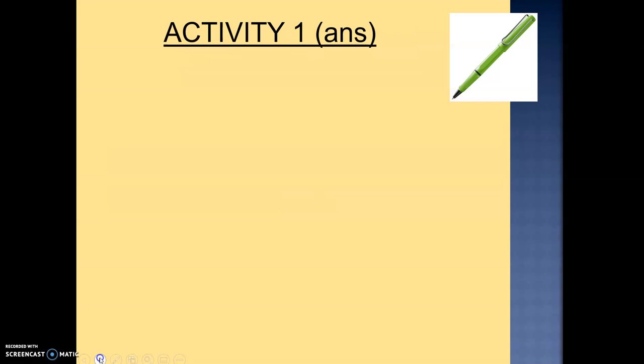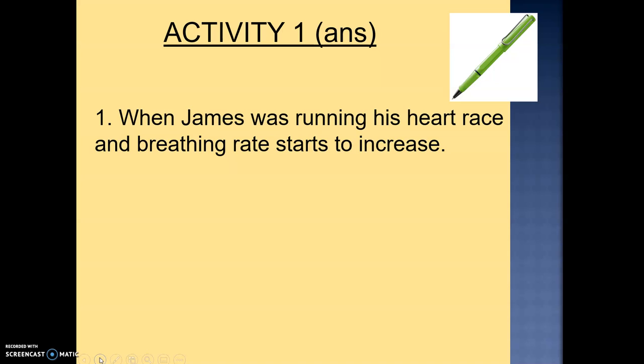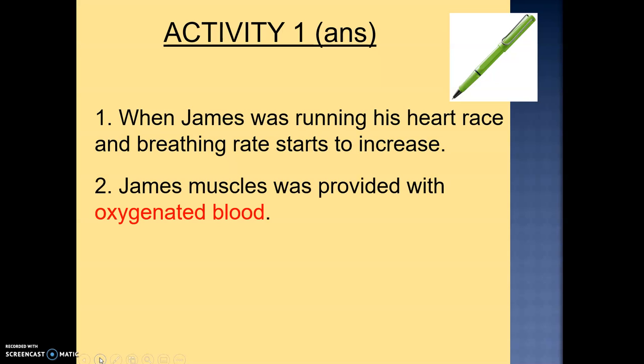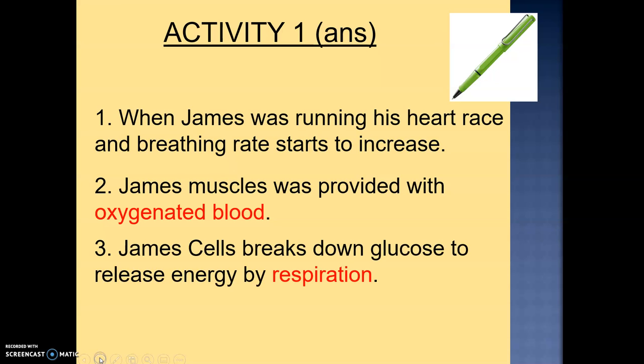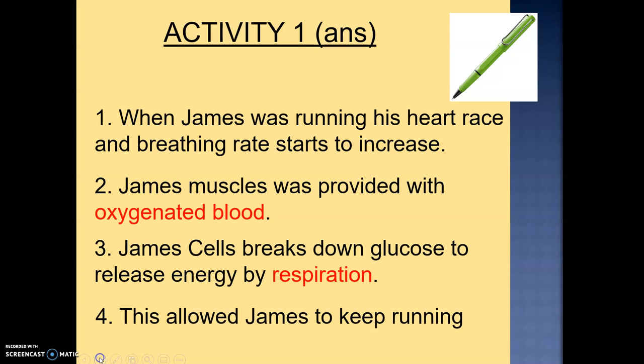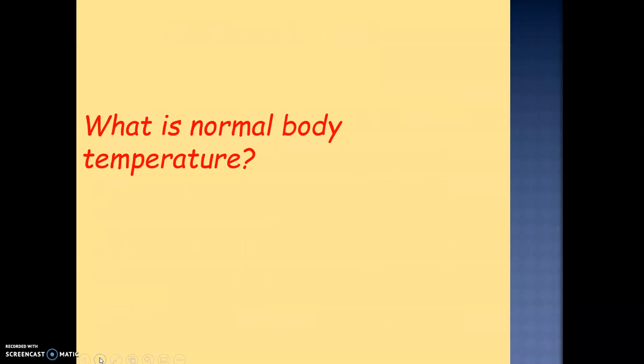So, like we said earlier, when James is running, his heart rate and breathing rate increase. James's muscles were provided with oxygenated blood. Remember, we need energy. James needs energy to keep moving. And then James's cells break down glucose to release energy by respiration. And this allowed James to keep running. So, how many of us got full marks? I'm very, very sure you got at least 3 out of 4. Job well done.